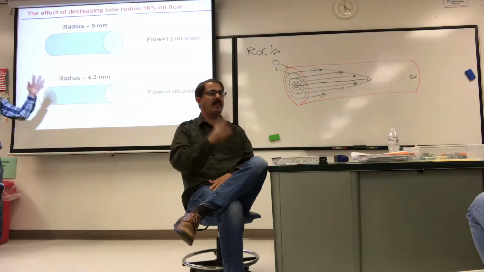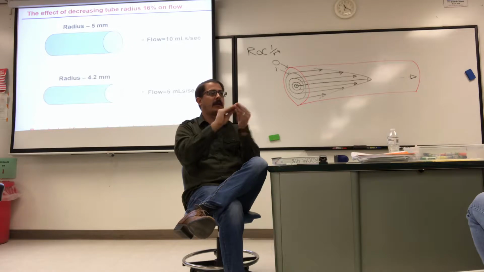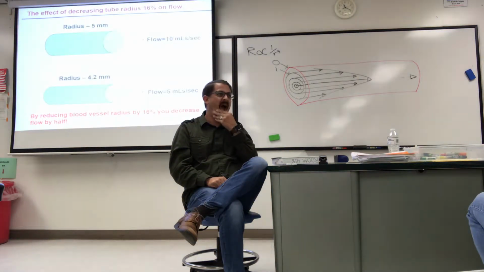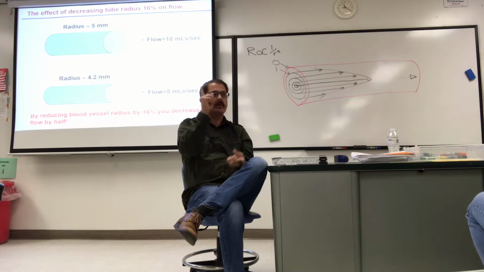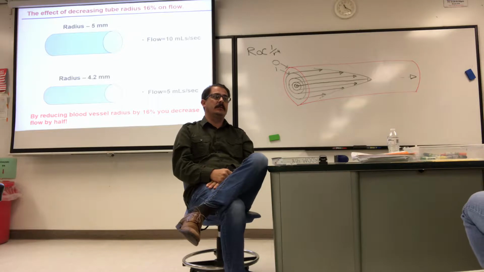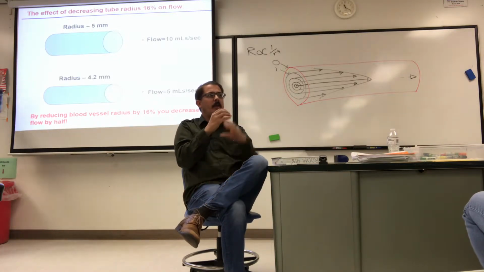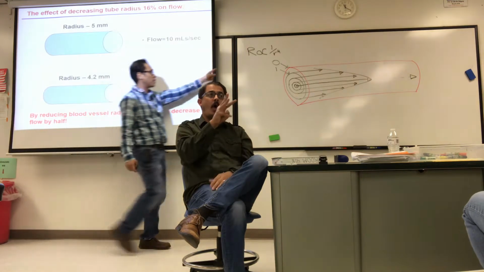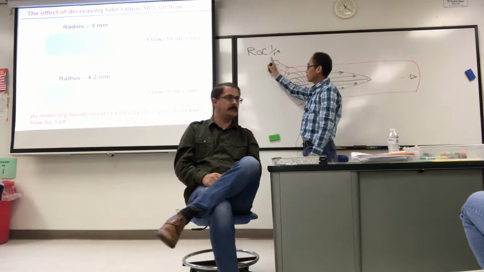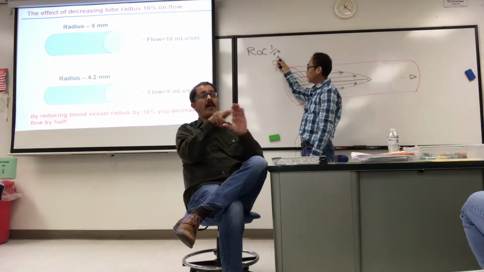Now here's to mathematically put it in numbers, for those of you who like that. All other things being equal, if you affect the tube radius by 16%, you drop it from 5 to 4.2, you decrease flow by half. Reducing vessel radius by 16% decreases flow by half. That's a lot. So you affect radius a little, affect flow a lot. So that's why I left this up there. So on this slide is an example of radius affecting resistance to blood flow to the 4th power.